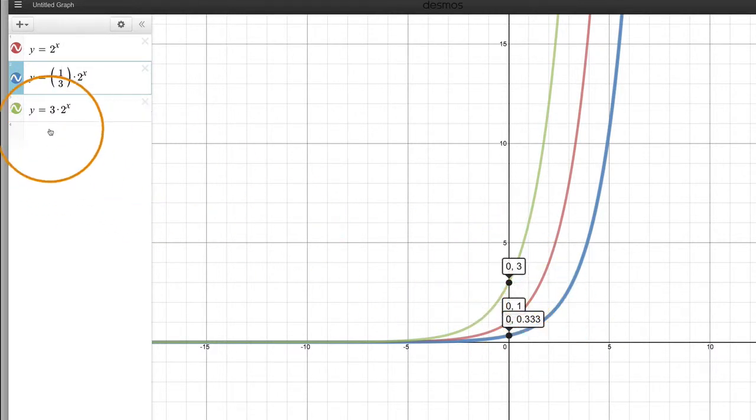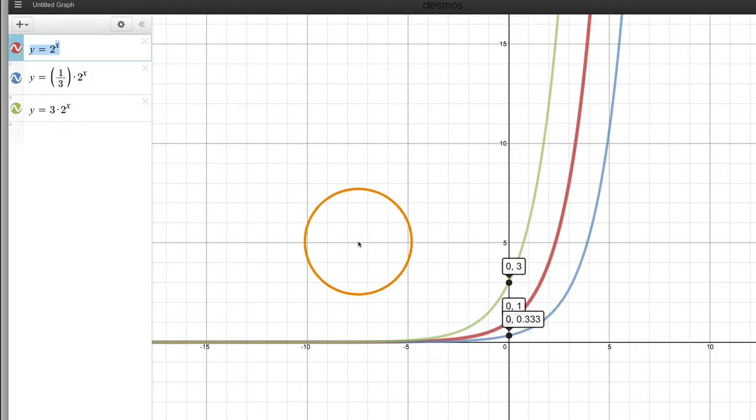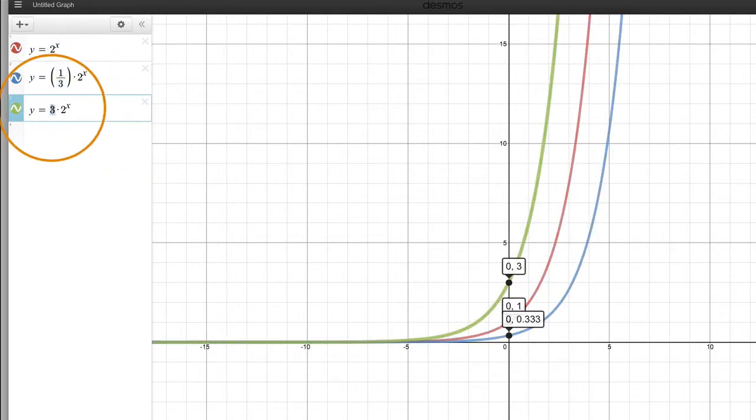So we say that the parent function, which is y equals 2 to the x, we didn't do anything to it, we didn't put a number out front, it goes through 0, 1. But the moment we add a coefficient out in front of this, we're going to get that value, like that 1/3 or that 3, for the height of our graph at its initial point.